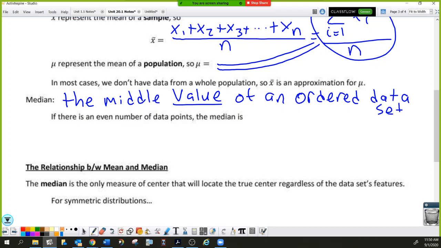So I roll a die millions of times. And the number of times it lands on 1 is equal to the number of times it lands on 2, equal to the number of times it lands on 3, 4, 5, and 6. The value in the dead middle must be one of the numbers in the sample. But the mean of those numbers does not have to be in the sample. So if there is an even number of data points, the median is the average of the two middle values.